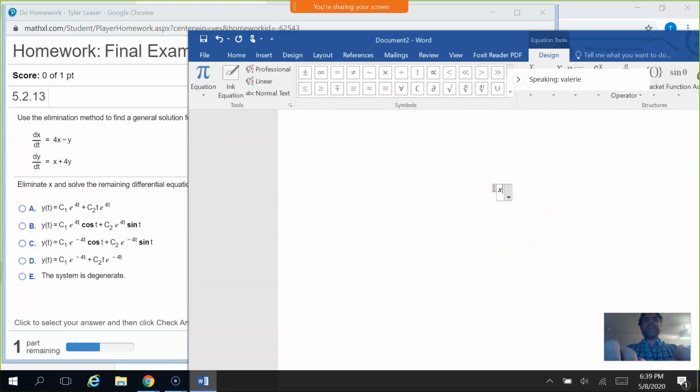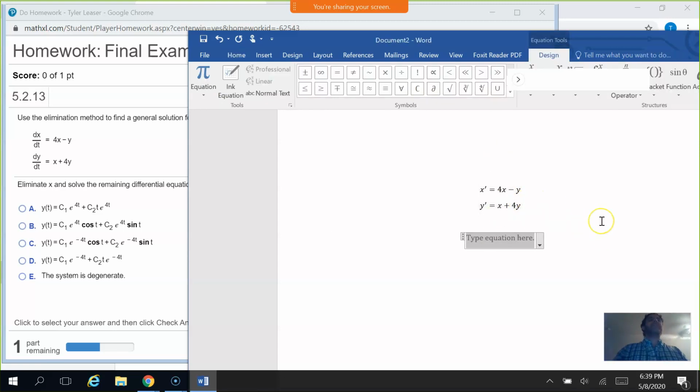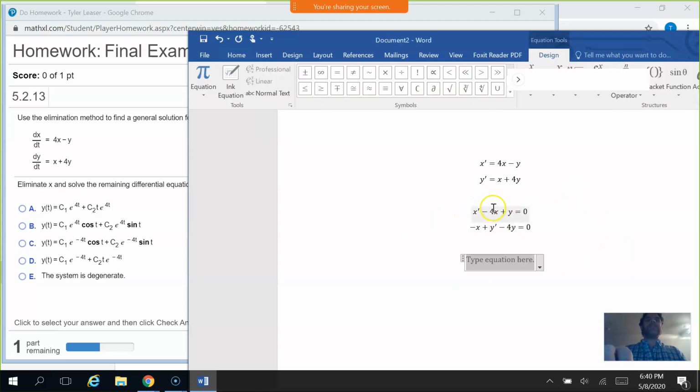All right, so I'm going to write that as x prime instead of dx dt. So x prime is equal to 4x minus y, and then y prime is equal to x plus 4y. Remember, before you do the operator stuff, you want to get all of the x's together, the y's together, and then anything else on the right-hand side. So for this first equation, I'm going to write that as x prime minus 4x plus y is equal to 0. For the second equation, I'm going to write that as negative x plus y prime minus 4y is equal to 0. So just kind of in that general form of the system.